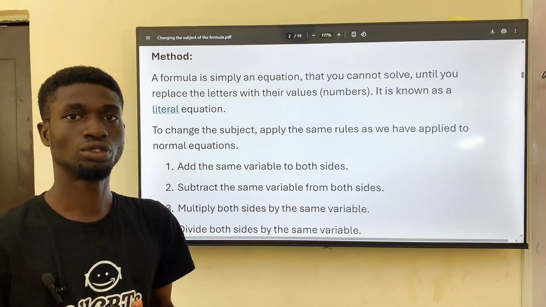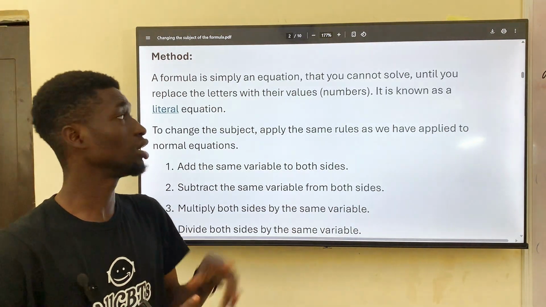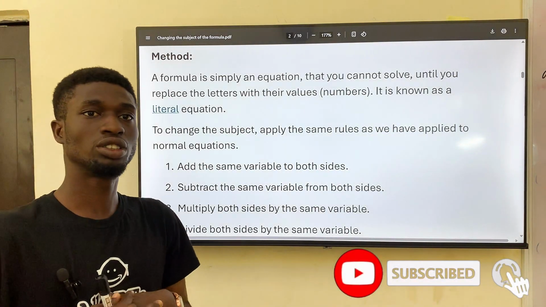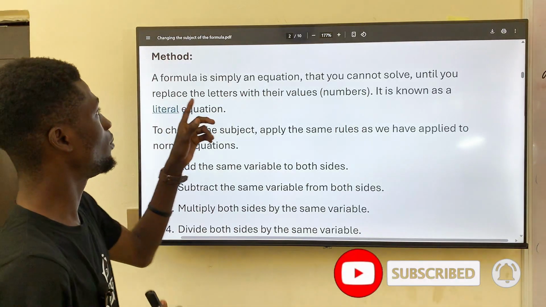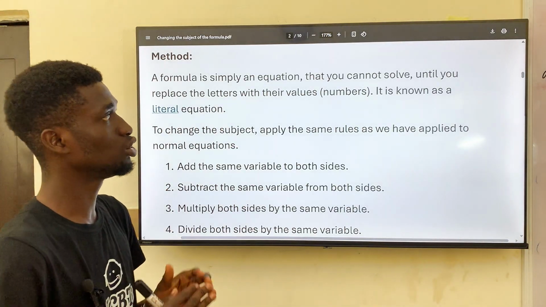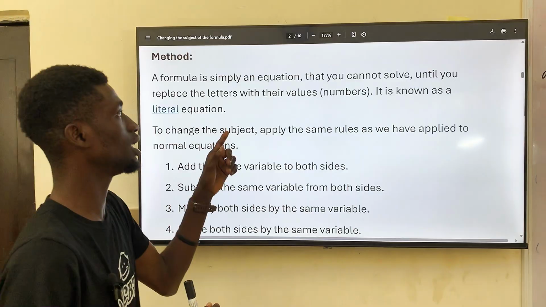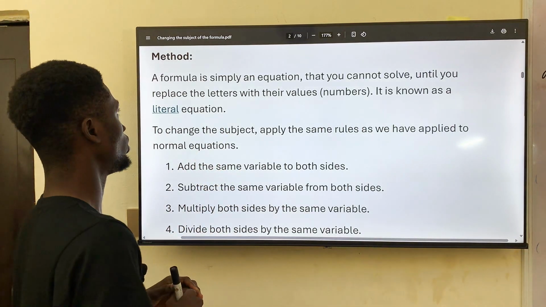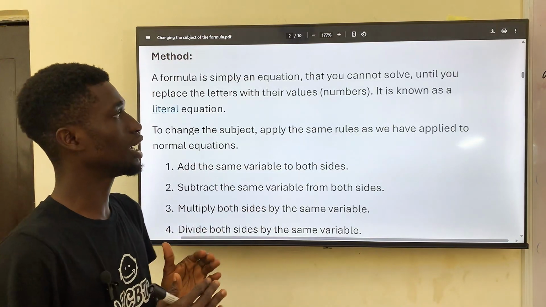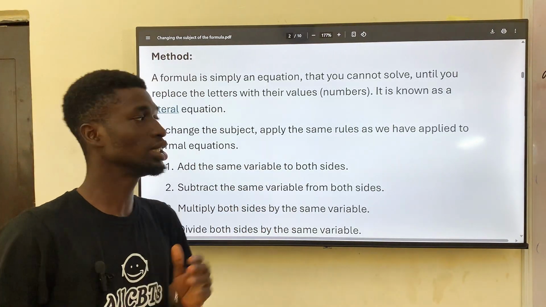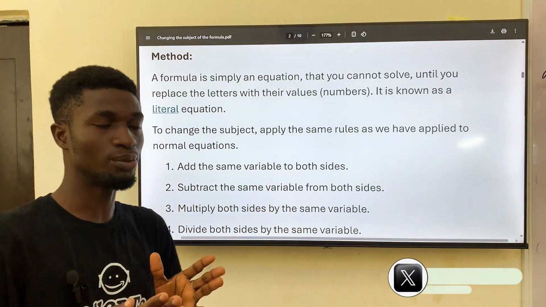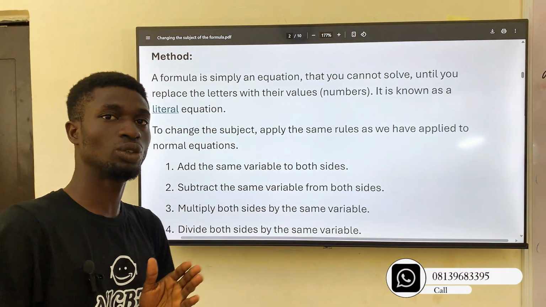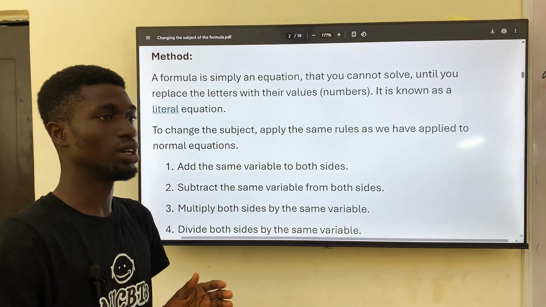Good day, viewers. Today we are going to take the topic change of subject of the formula. And firstly, what does the formula mean? A formula is simply an equation that you cannot solve until you replace the letters with their values. It is known as a literal equation. So a formula is any equation that you can't solve until each variable is given its number. So to change the subject means to change one variable with the other variable.